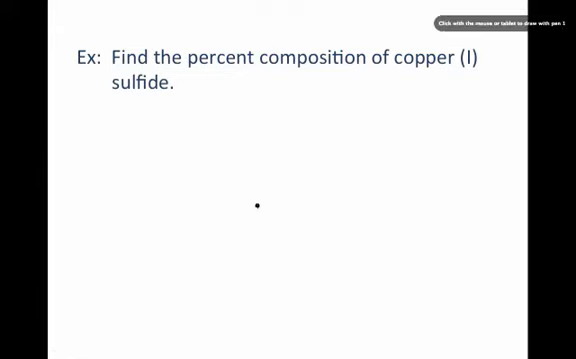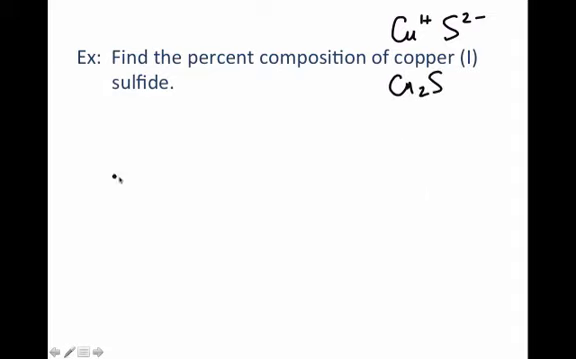The first question says find the percent composition of copper 1 sulfide. In order to do this, you need the formula of copper 1 sulfide. So we have to figure that out first. We are going to look at the copper, and the formula for copper is Cu, and this one tells me that it has a 1 plus charge. And if you look up sulfur on your periodic table, you'll see that sulfur is a 2 minus charge. So the formula for copper 1 sulfide, if you crisscross, would be Cu2S.